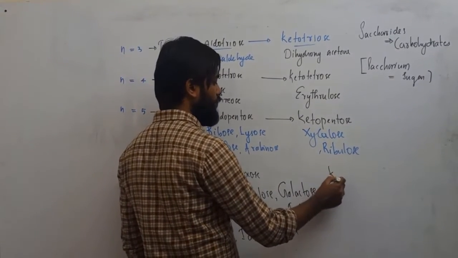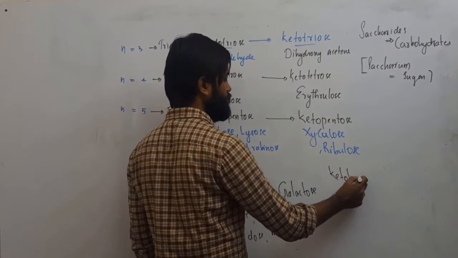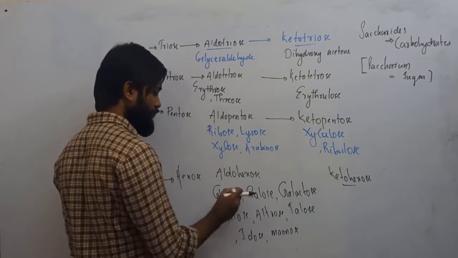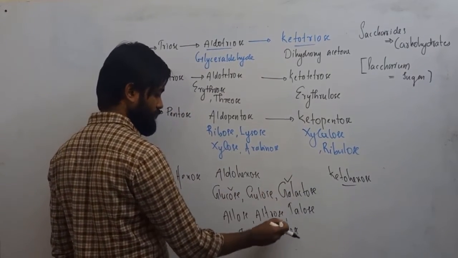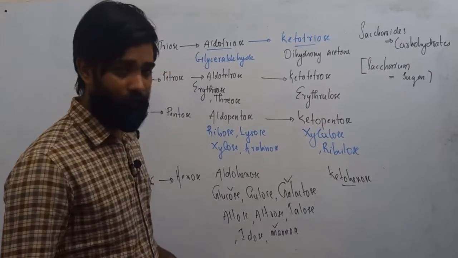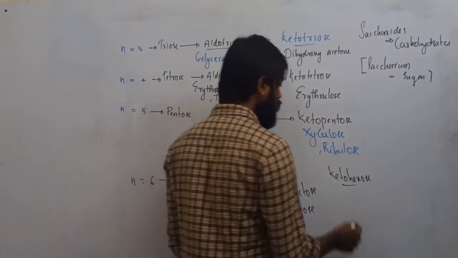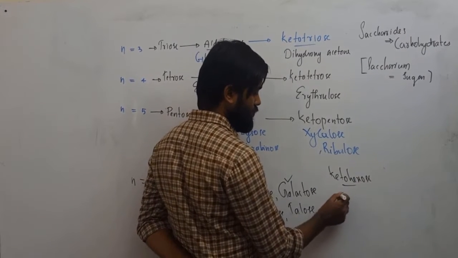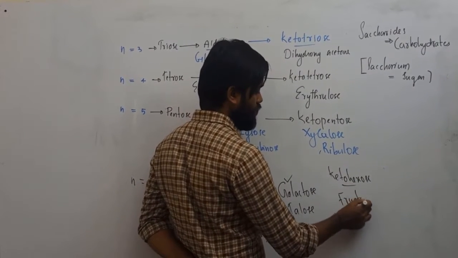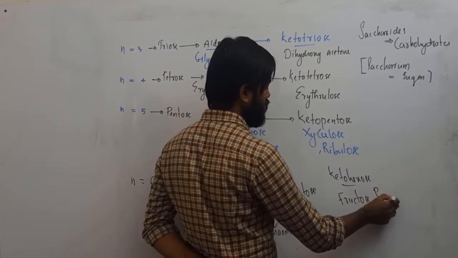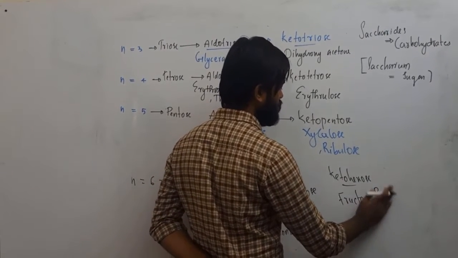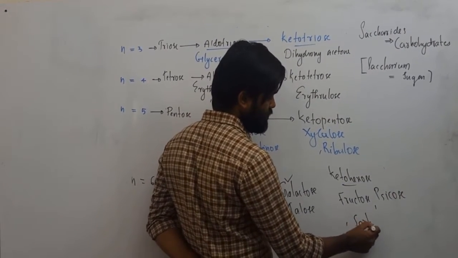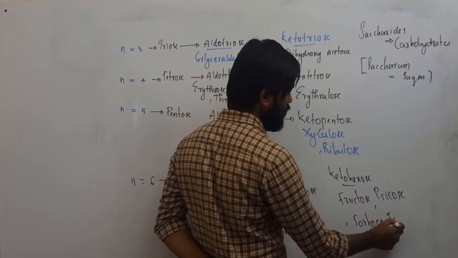And like that, ketohexose also. Among these 8, these are important: glucose, galactose, mannose. What about the ketohexose? Ketohexose have 4 categories. That's fructose, sorbose, tagatose, psicose.